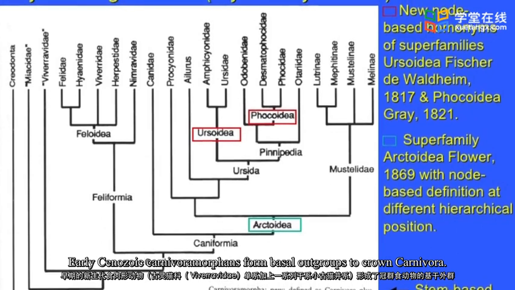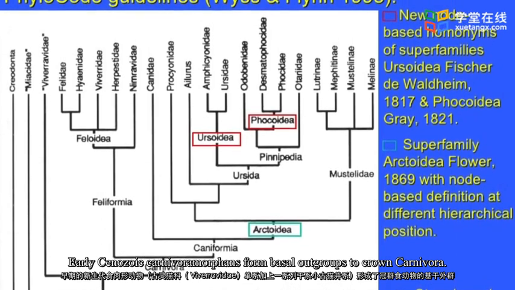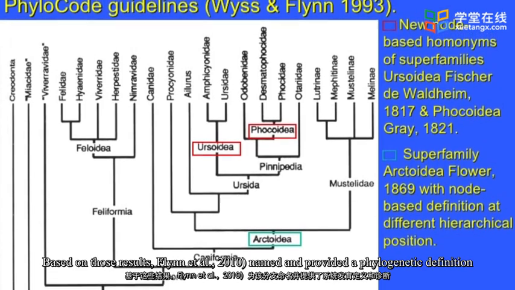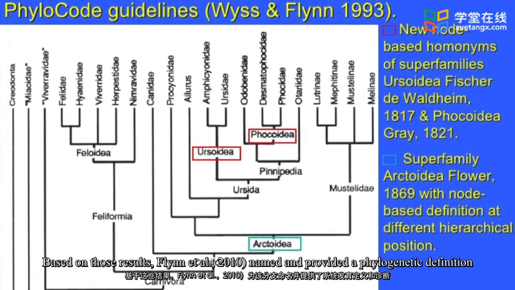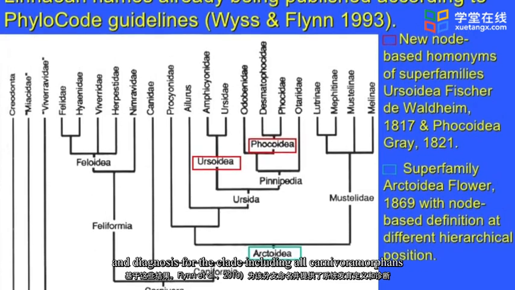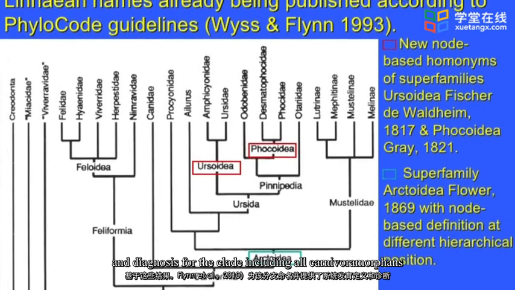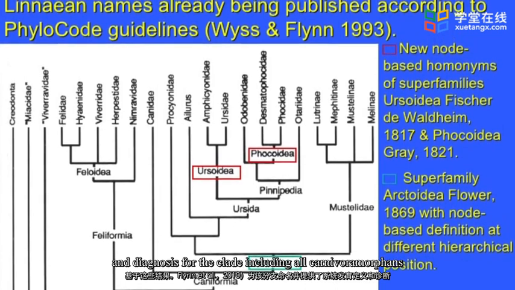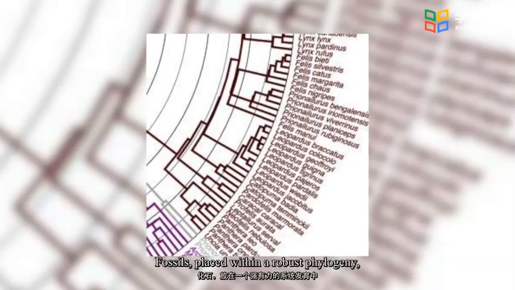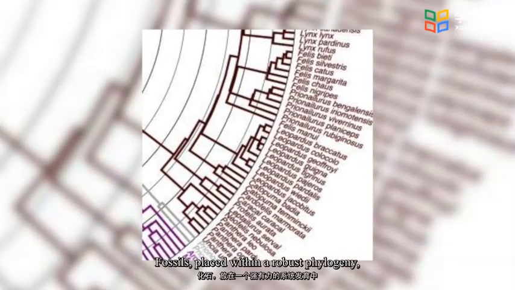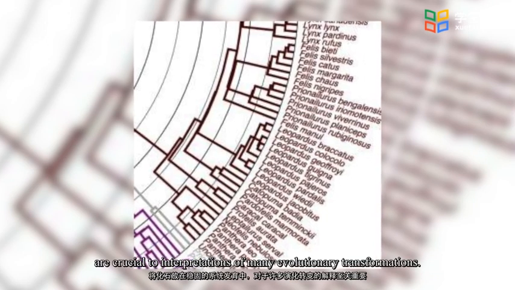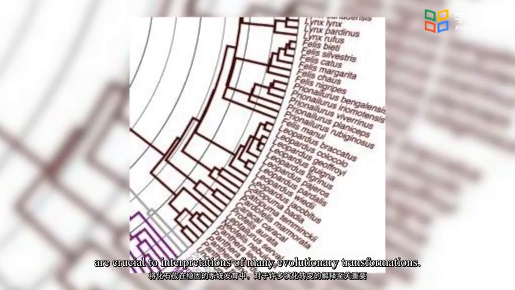Early Cenozoic Coniferomorphines form basal outgroups to crown conifera. Based on those results, Fling et al. named and provided a phylogenetic definition and diagnosis for the clade including all Coniferomorphines except Viperinvidae. Fossils placed within a robust phylogeny are crucial to interpretations of many evolutionary transformations.